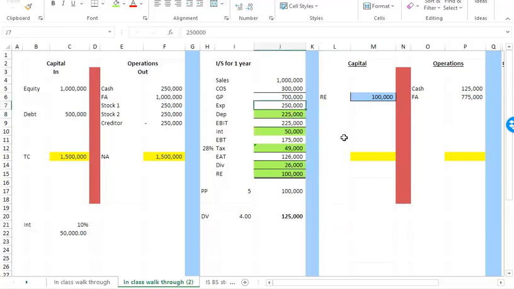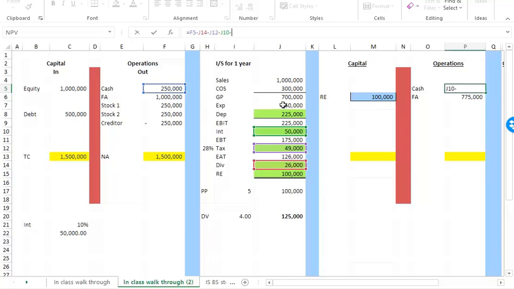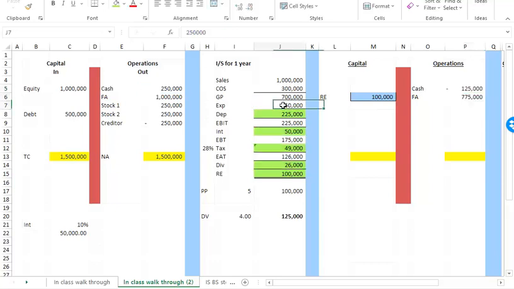Next up, expenses. So these are salaries and rent expenses, and these get paid out of cash. So we must subtract those from our cash account, and we can paint this green.